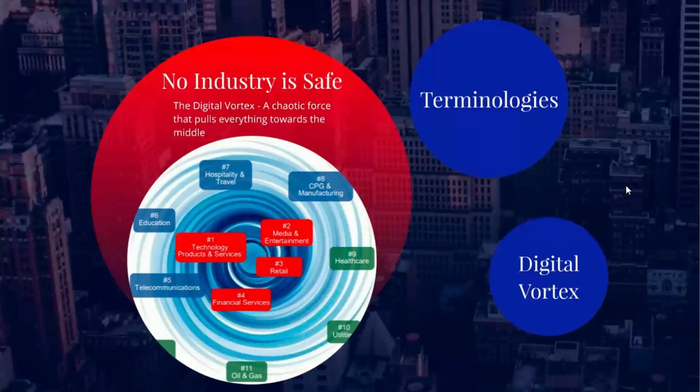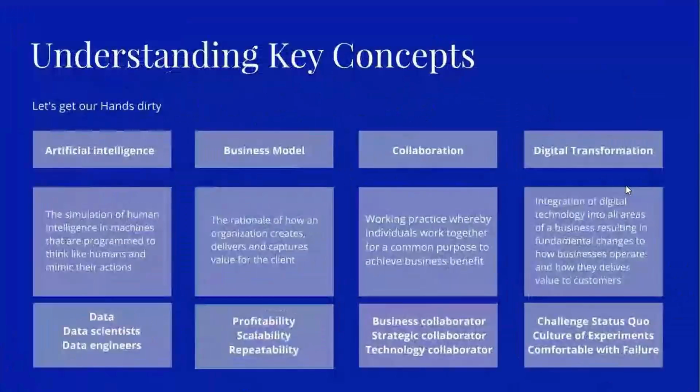So I will quickly jump onto certain terminologies to create a ground for all of us to understand what I am going to talk about when I say AI, business models, business, collaboration, or digital transformation. So I wanted to set up this ground. Whenever I talk about AI, I am talking about the simulation of human intelligence in machines. So anything, any kind of product or service that is built to simulate human intelligence, that means we are talking about an AI solution.